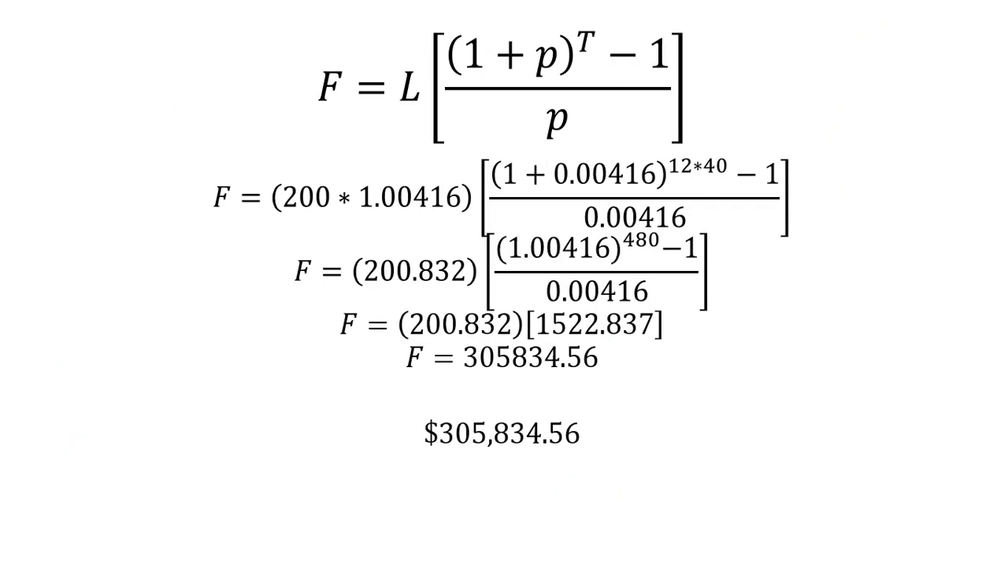Now, here it is when you plug in all the numbers. Basically, this formula is a plug and chug formula. Plug everything in, calculate it down, and we see that we end up getting $305,834.56. So at 65, they would give you that much because that's how much you saved. You don't think putting away $200 a month for 40 years would get you that much, but it does.